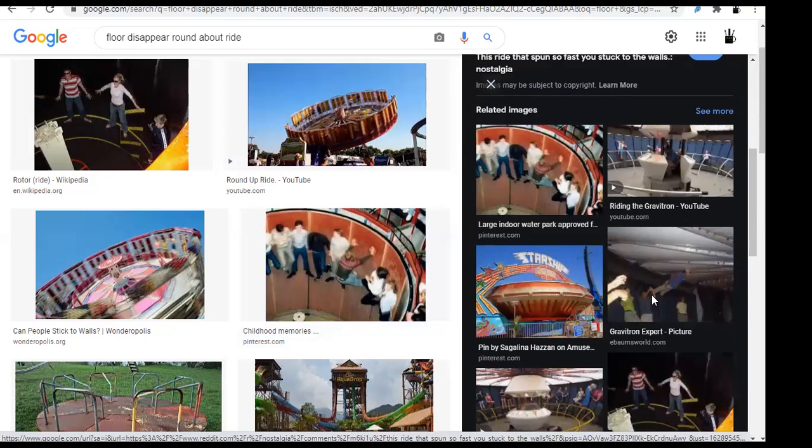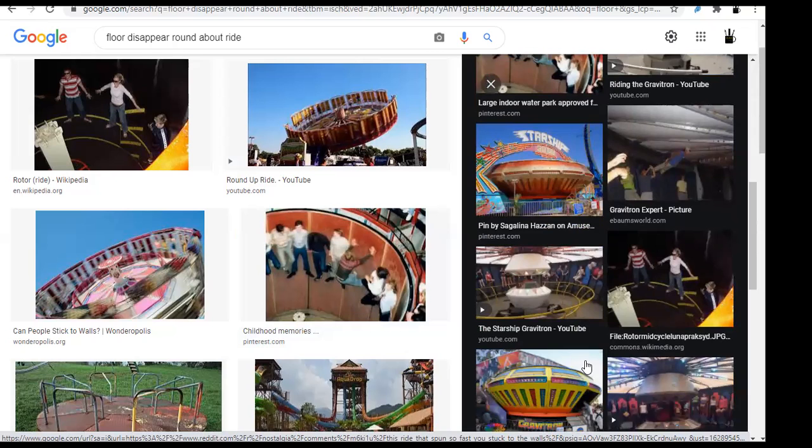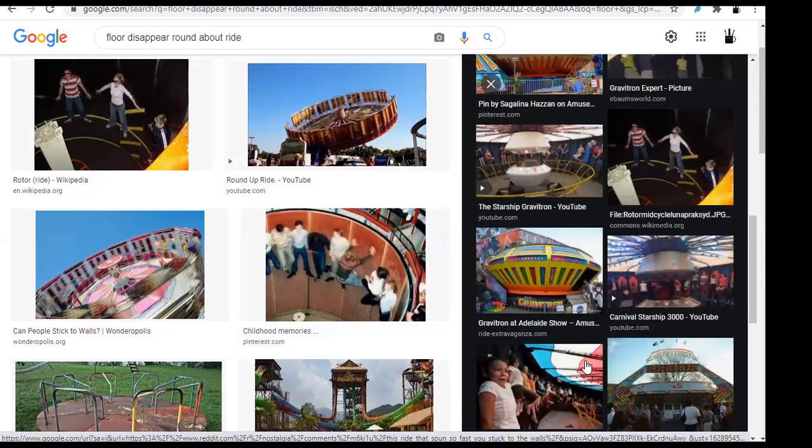Is there any specific name for this kind of ride? It's a starship ride. Yes, sir, starship. Okay.